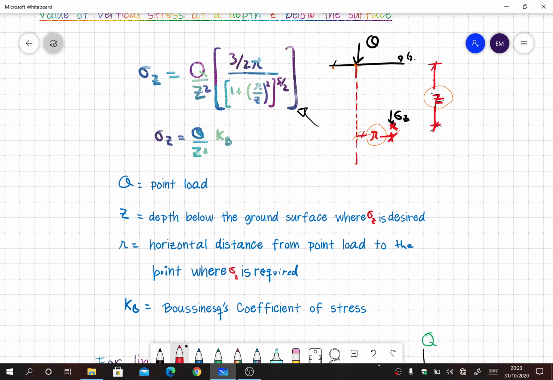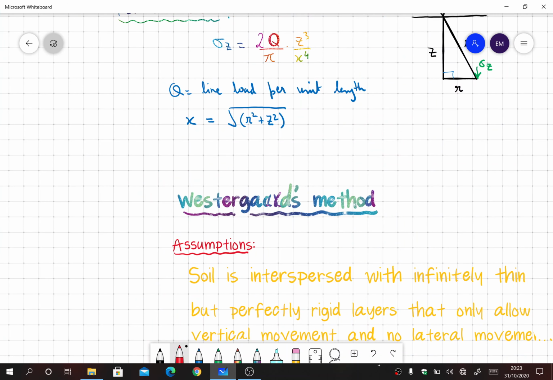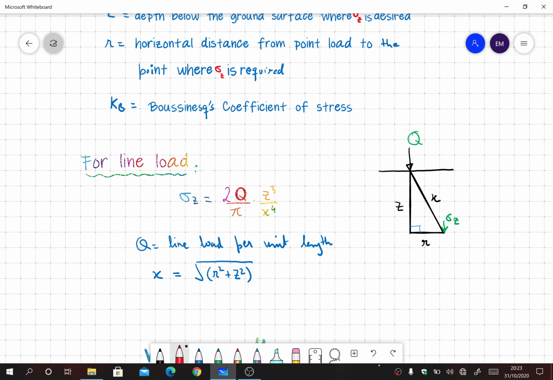This was actually only for point load. Later on, other scientists modified that for a line load also. So for line load we use this equation, 2Q over pi Z times 1 over X to the power 4, where X is the diagonal distance from the point of action of the load to the point of interest. So this is the X value, and we can calculate Z and R just like the previous example, the depth and radial distance from the point of interest to the point of application of the load. So X is equal to the square root of R square plus Z square. You can see that it's a right angle triangle, so from this equation you can tell that the X value can be found from here.